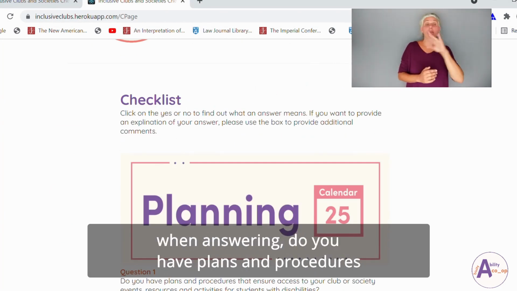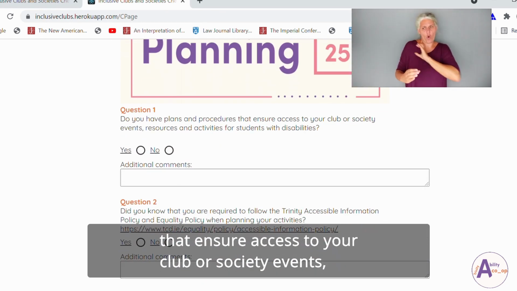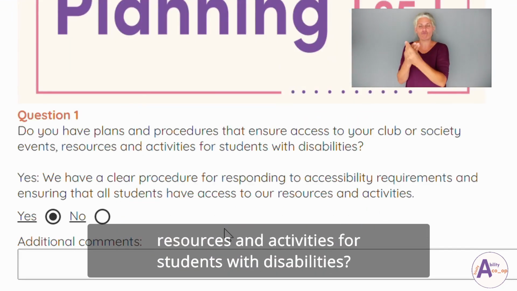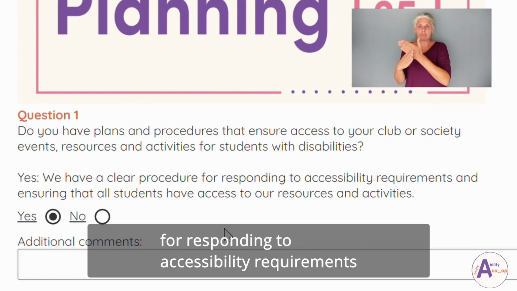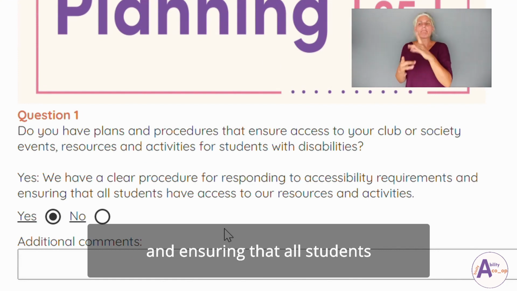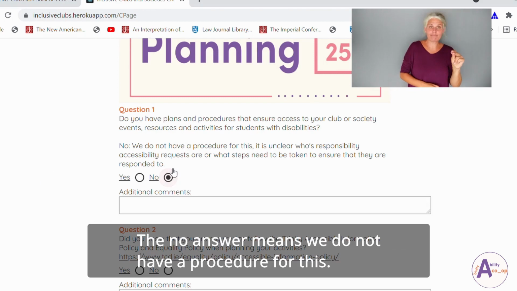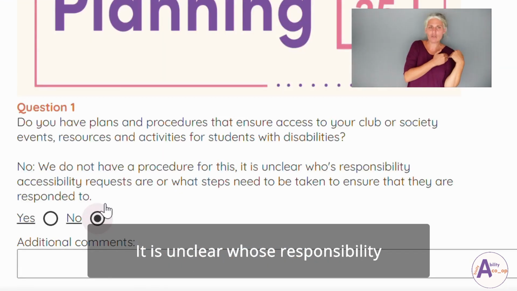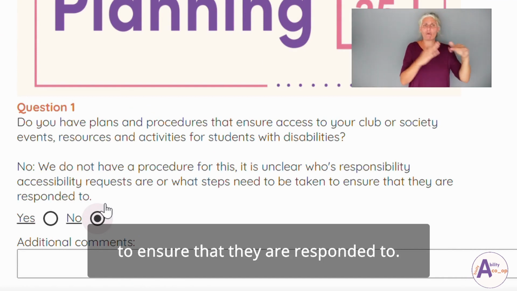For example, when answering, do you have plans and procedures that ensure access to your club or society events, resources and activities for students with disabilities? The yes answer would mean that we have a clear procedure for responding to accessibility requirements and ensuring that all students have access to our resources and activities. The no answer means we do not have a procedure for this. It is unclear whose responsibility accessibility requests are or what steps need to be taken to ensure that they are responded to.